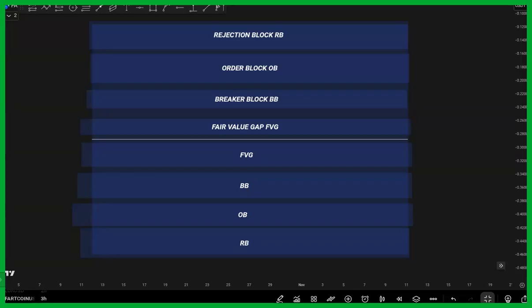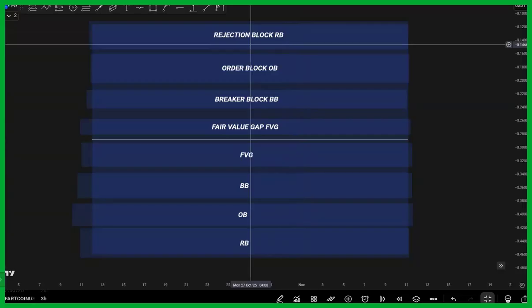In which, when price gets to this particular level, if price is to reverse, it will most likely surely reverse from there. That is, if price wants to reverse from that particular level. So it is the last stronghold, should I say, of any high or of any low. The rejection block is the stronghold of them all.